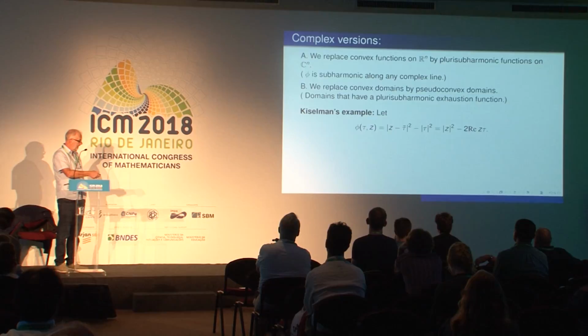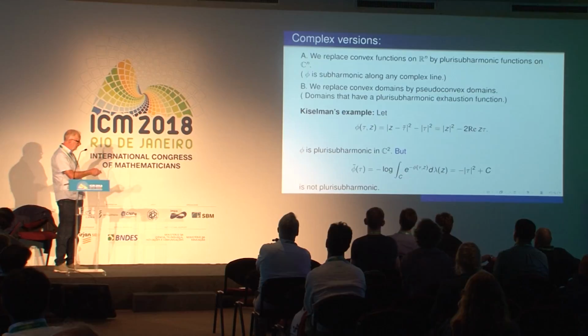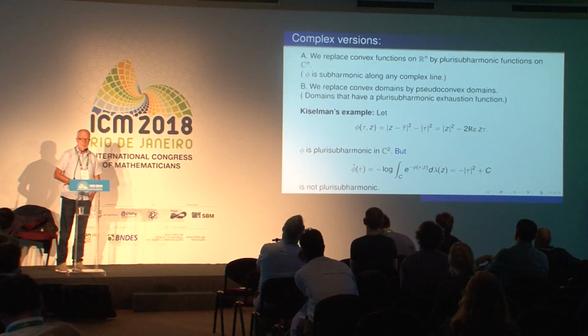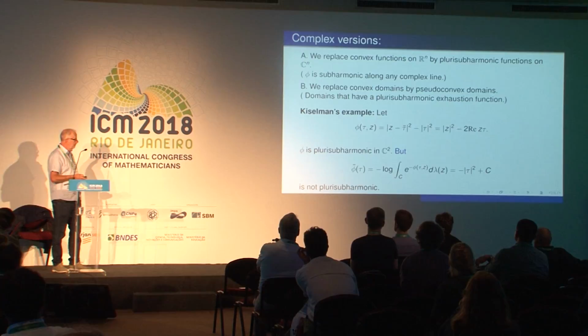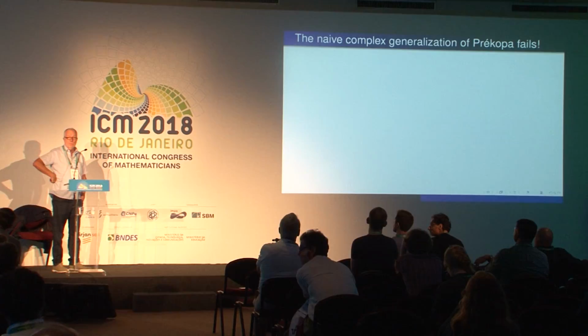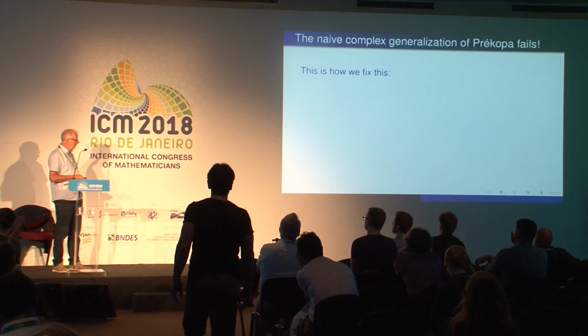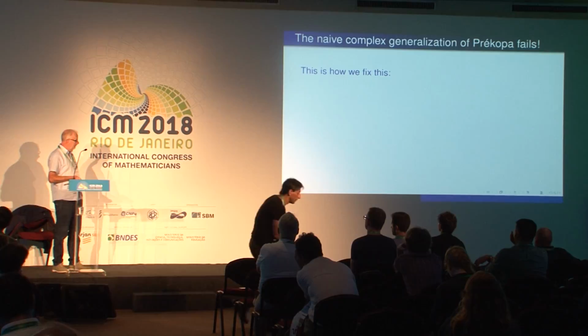plurisubharmonic. But you can use the first formula to compute the corresponding phi tilde, and you quickly find that it's equal to minus modulus of tau squared plus a constant. And it's not plurisubharmonic, it's exactly the opposite. So the naive generalization of Prékopa's theorem to complex situations fails, does not work. So we have to fix it. So this is how we fix it.